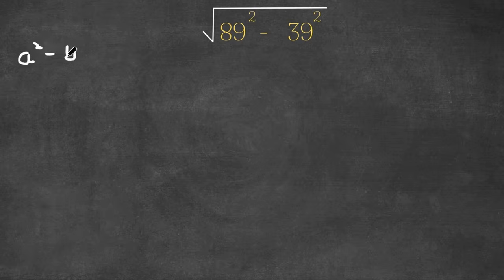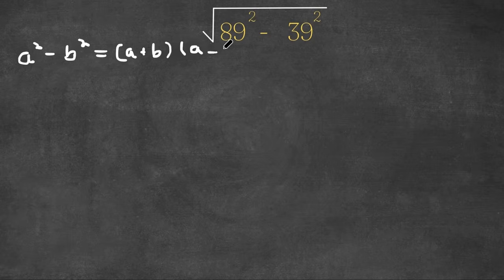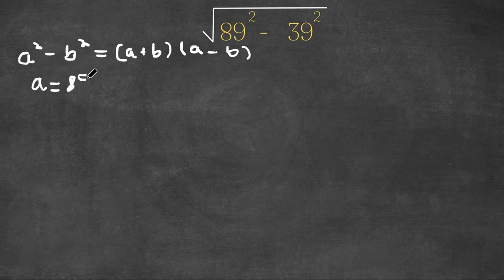b squared, this is equal to a plus b times a minus b. So now we could simply plug in these values for a and b, and this would make it much simpler to solve. So a here, this is equal to 89, and b, this is equal to 39.